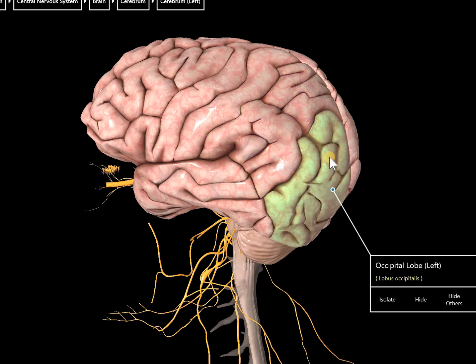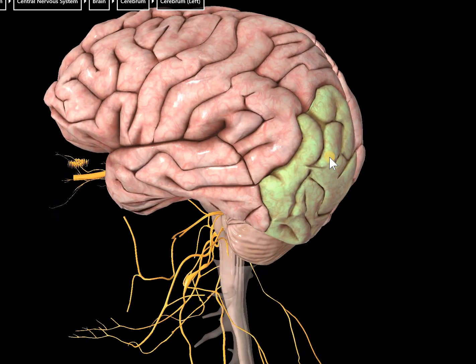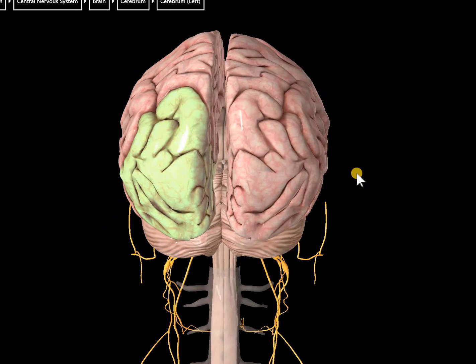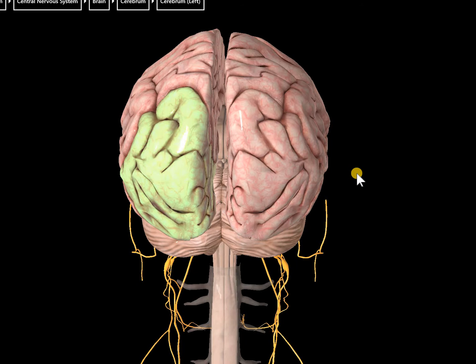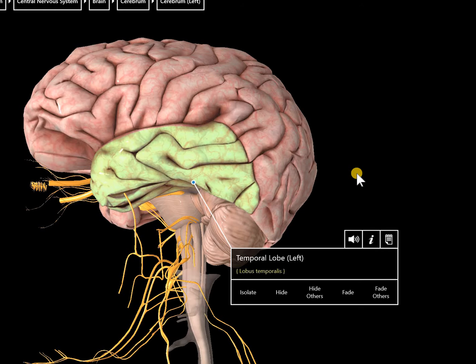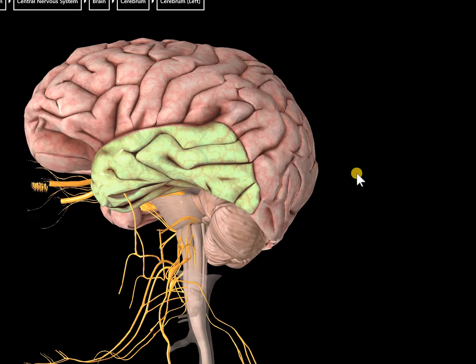Back here's the occipital lobe. Now, in prior videos, we did talk about the function of these. This is more for lab, which is just to identify. The lecture portion of the test will include function. So here's the occipital lobe. You do have a right and left. And we have the temporal lobe, right and left temporal lobe.